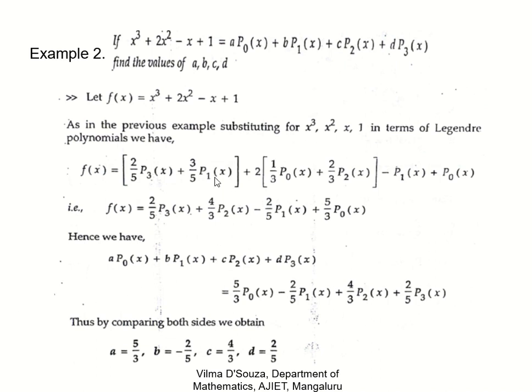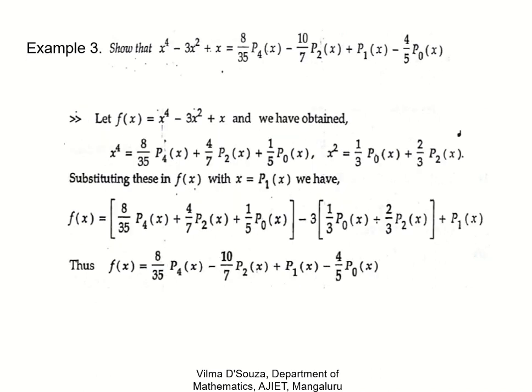Okay. I'll explain one more problem. The question may be asked in this form also. Show that x to the power 4 minus 3x square plus x is equal to 8 by 35 P4 of x minus 10 by 7 P2 of x plus P1 of x minus 4 by 5 P0 of x. Or they may ask the question as, express this polynomial in terms of Legendre polynomials. That is one and the same.